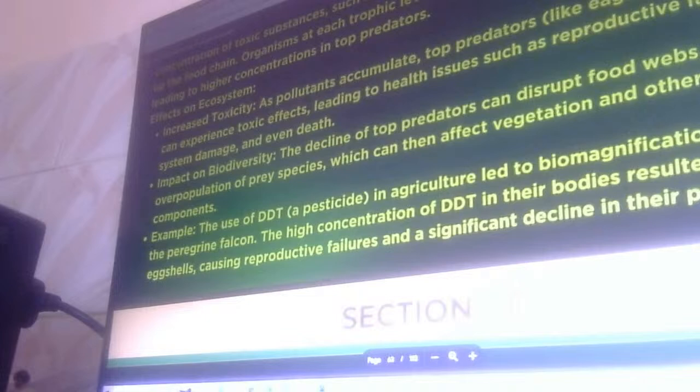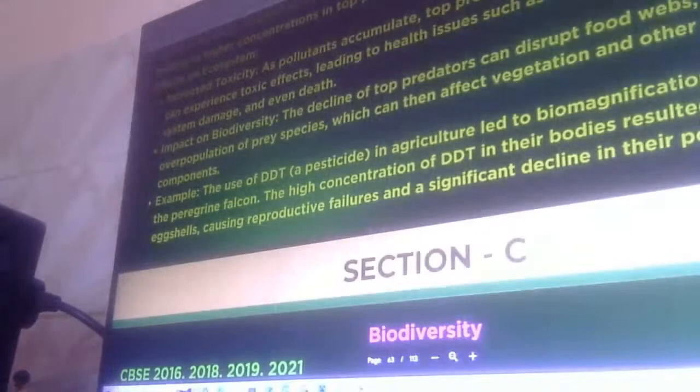The effects increase toxicity because it cannot decompose. It cannot decompose in our body, nor can it decompose in the ecosystem that fast. Impact on biodiversity, because it can disrupt food chains. Example: DDT, a pesticide, and the peregrine falcon.